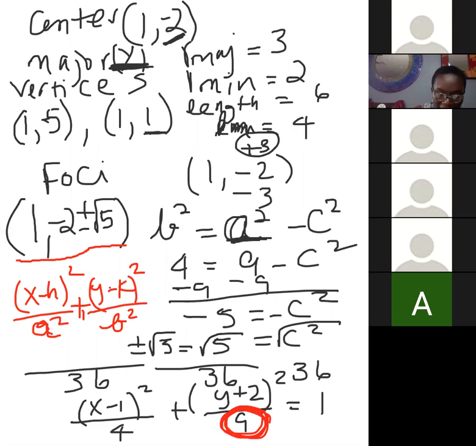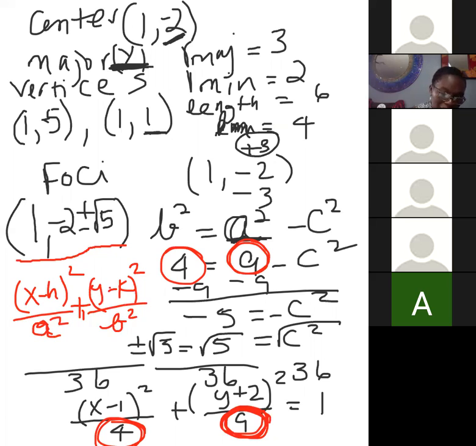So rather than having to take the square root and giving you 3 and then plugging it back and then squaring it, I'm just using the square. Same thing with the 4. That's the denominator of the minor axis. It's already squared. So I'm just going to use that.